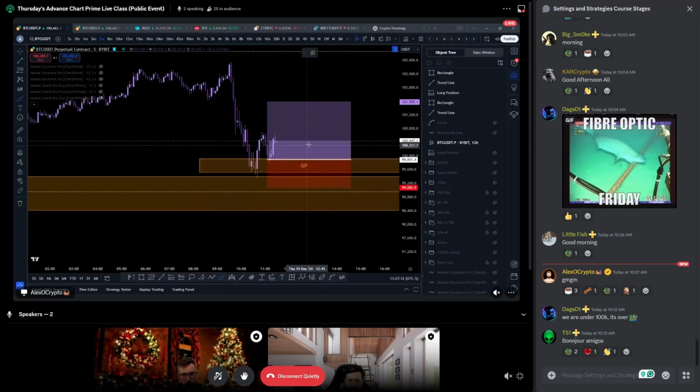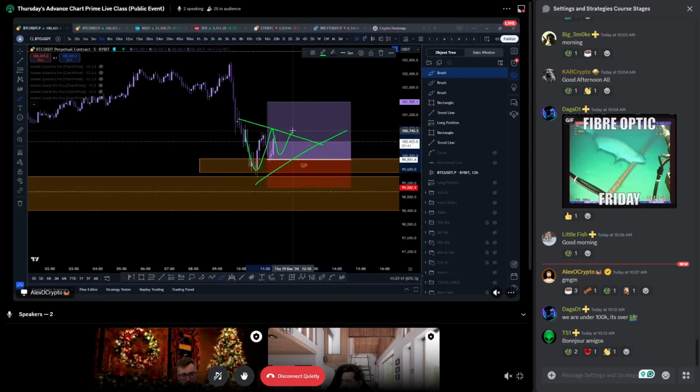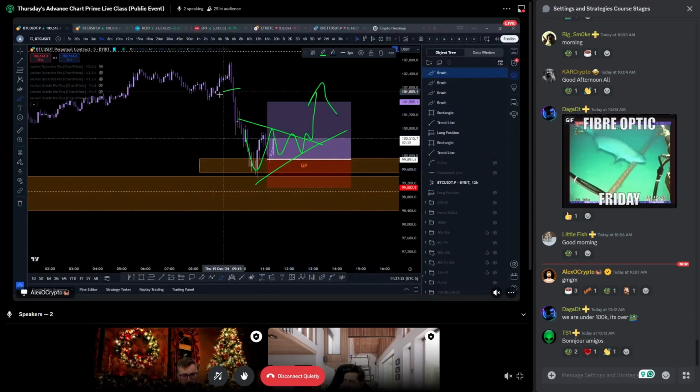I will look for one more sweep. Right now we got some sort of triangle here. 50-50 chance, okay? At key levels, I look for this. We'll see if we get it. Looking to get up into here for now.